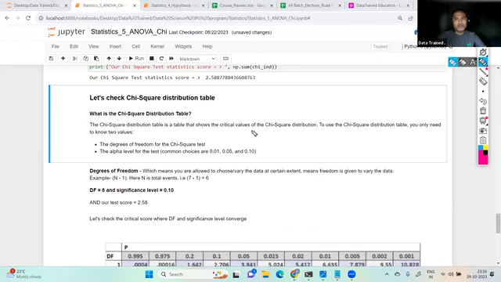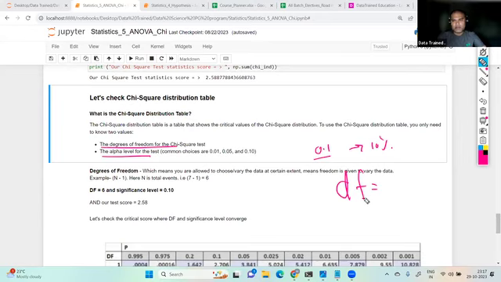So in order to use this chi-square table, you need to know a couple of things. One is the alpha level. In our case, they have given 0.1 this time, or 10%. Then you need to know the degrees of freedom, that is DF.